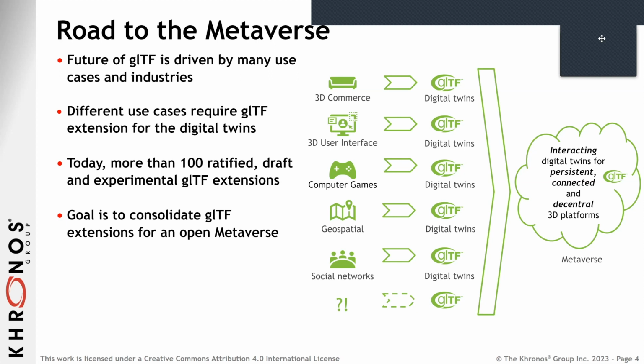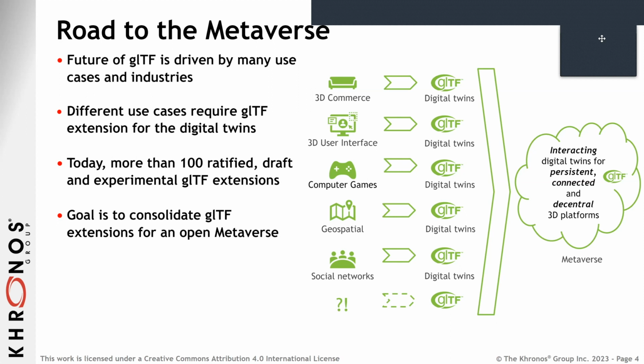We have interacting digital twins for persistent, connected, and decentralized 3D platforms. This is my abstract sentence if I have to explain what we are doing, because metaverse is even larger. But I think it's important that you have interacting. If you have a pen and you put it on a sheet, it should be possible to draw with this pen. So you're interacting with one asset with the other.